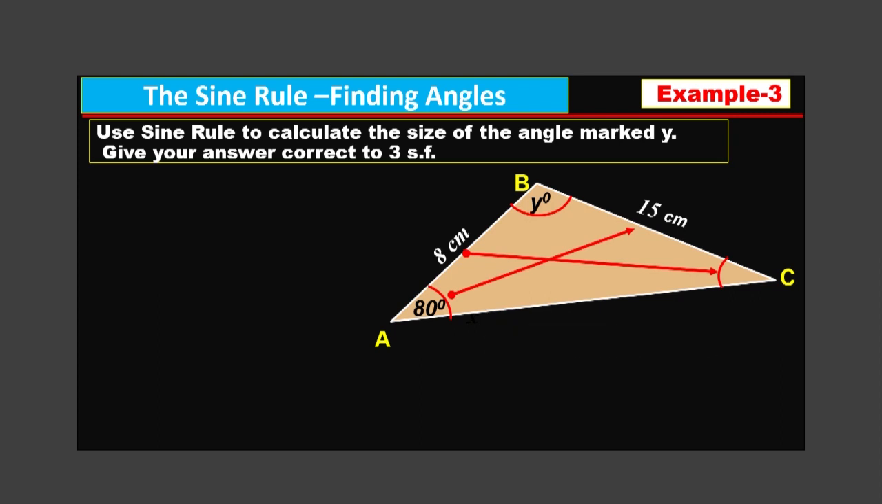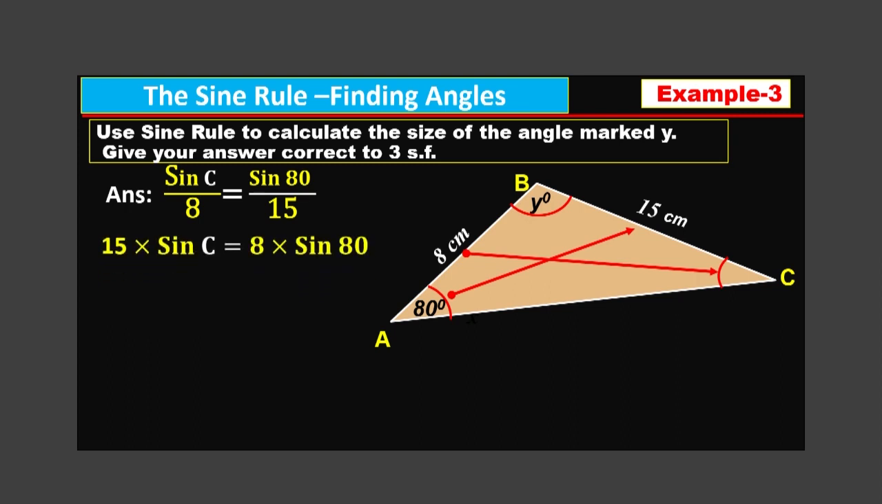So, how do we calculate angle C? Let's start writing the sine of C. So, sine C by 8 centimeter equals sine 80 by 15 centimeter. So, the next step would be obviously to cross multiply. So, cross multiplying, you will get 15 times sine C equals 8 times sine 80. So, the next step you can remove 15. So, divide both sides by 15.